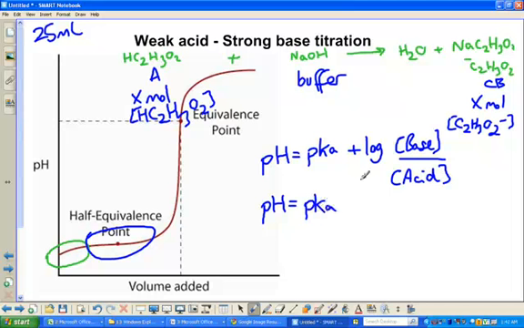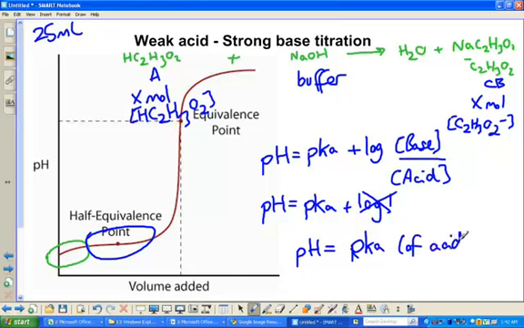pH is equal to the pKa plus the log of the base over the acid. At the half equivalence point, these two concentrations are equal to each other. So if that is equal to that, this whole thing becomes 1. Now what is the log of 1? Of course the log of 1 is 0. So what that means is, at the half equivalence point for a weak acid strong base titration, the pH of the solution is equal to the pKa of the acid.